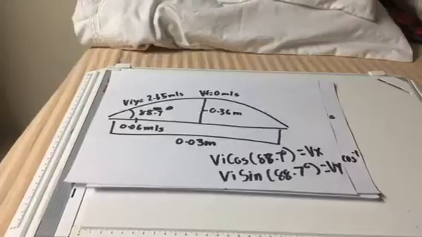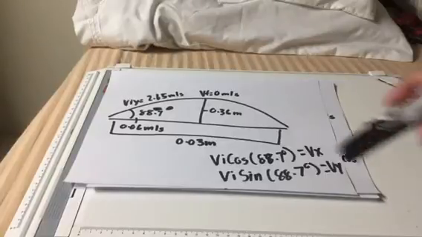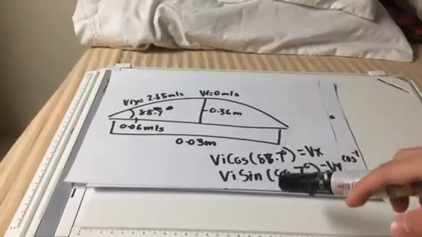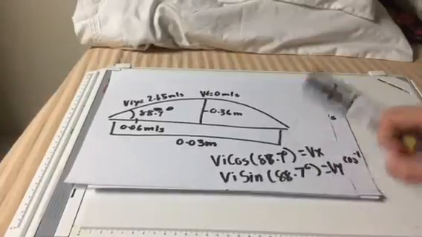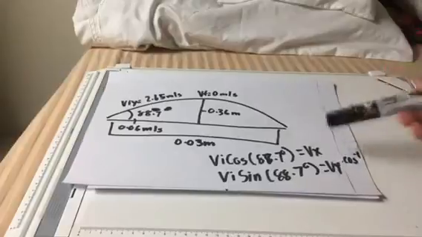Now, let's say you're given the initial velocity and an angle, but you want to solve for Vx and Vy. What you do is you take the initial velocity and multiply it with cos for Vx, and sin for Vy, put the angle in, and you get Vx and Vy.